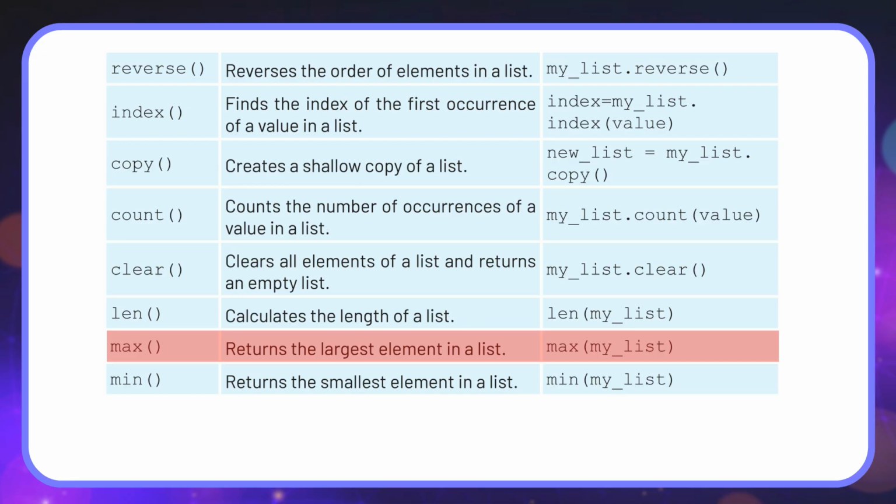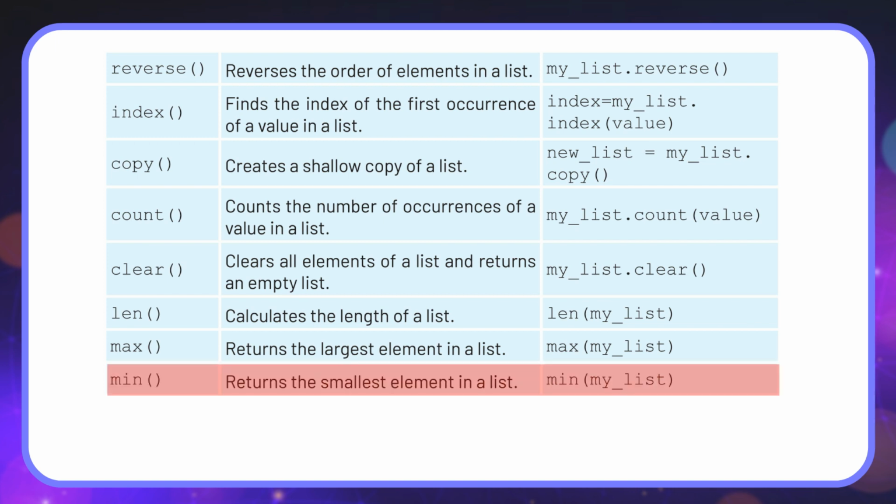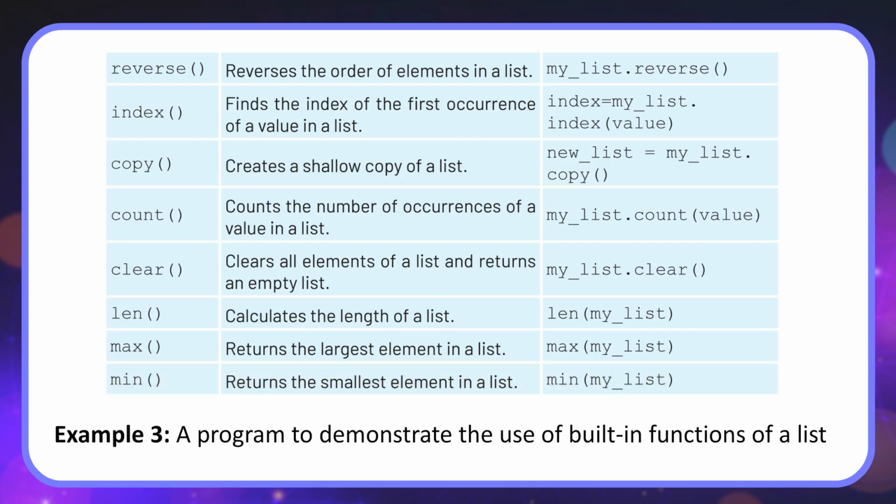max(): Returns the largest element in a list. max(my_list). min(): Returns the smallest element in a list. min(my_list). Example 3.